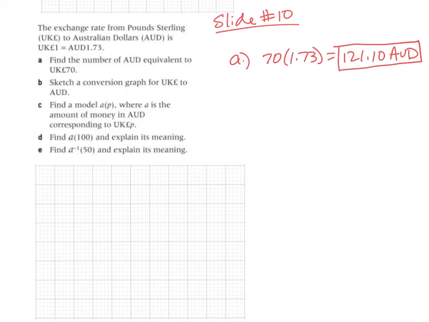All right, then letter B says sketch a conversion graph for pounds to Australian dollars. So I'm going to set up and label some axes. This is going to be my input, which is pounds, and looking ahead a little bit, I'm going to use P for my variable for pounds. And then my output would be the vertical axis. That's Australian dollars. I'm going to label that A.